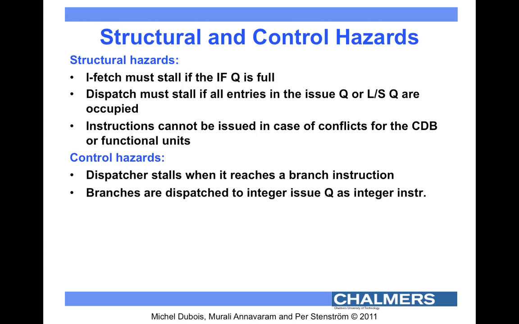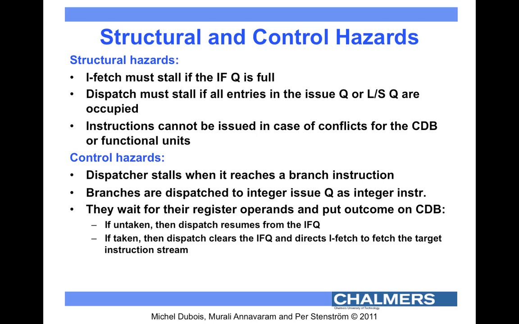So branches are dispatched to the integer issue queue as integer instructions, and they wait for their register operands and put the outcome on the common data bus. And this is very important, because if we would issue instructions from the dispatch queue, then we could actually change the content of the register file before we have validated the outcome of the branch instruction. Okay.